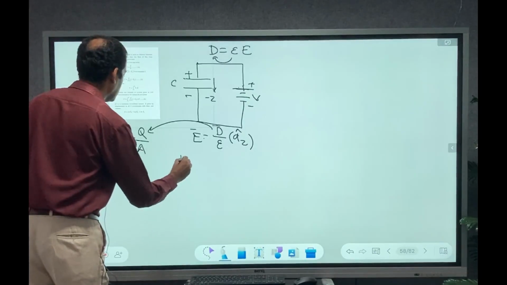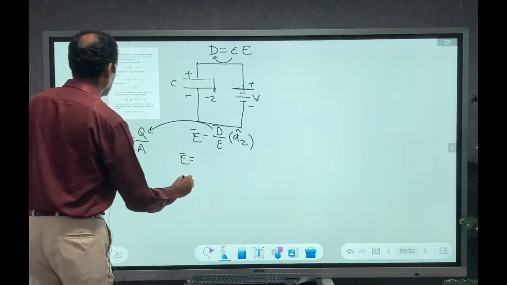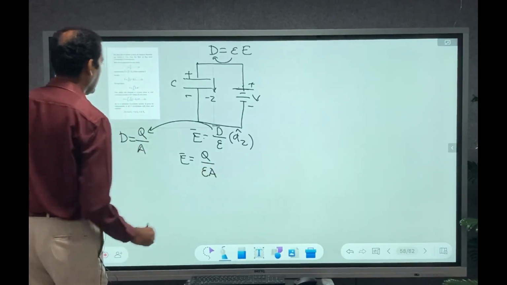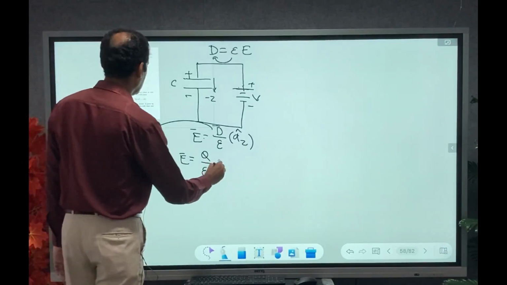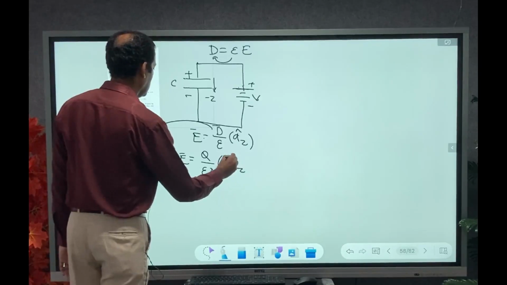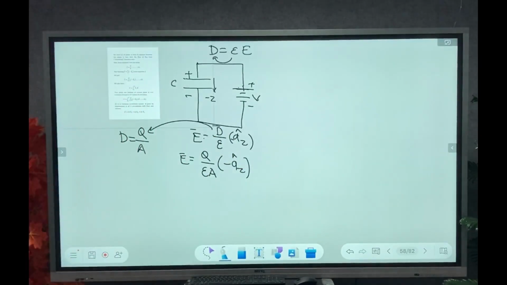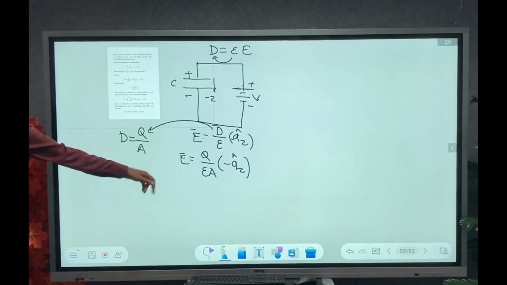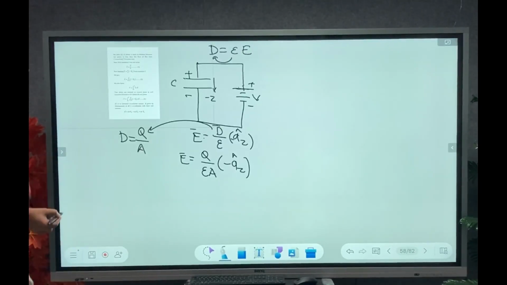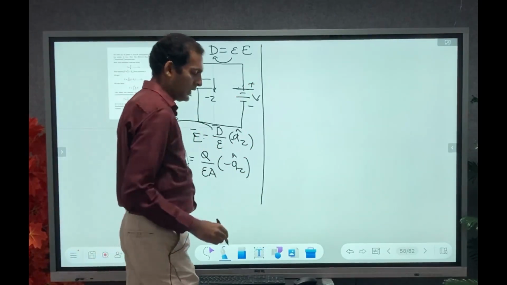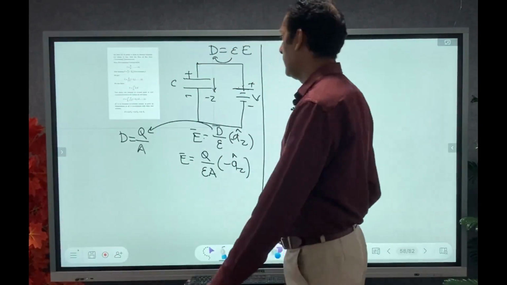So we will get E bar is equal to Q by epsilon A, minus az cap. Here also we will get minus. So this is, say, electric field intensity. But we have also derived voltage. What is the expression for the voltage? The relation between voltage and electric field intensity.